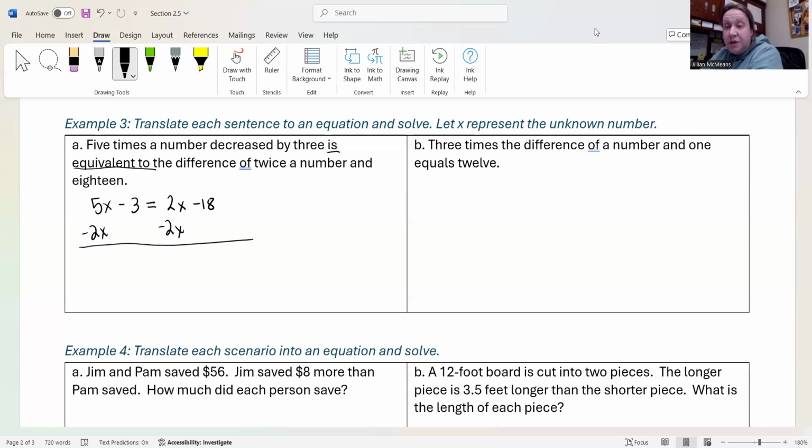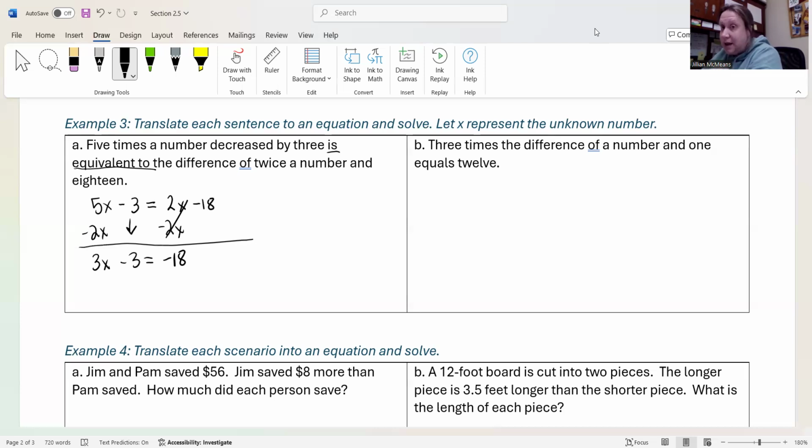So on the left, I'm going to combine like terms. 5x minus 2x is 3x. We just take 5 minus 2. And then just don't forget to drop down your minus 3 and your equals. And then on the right, my 2x's cancel. 2x minus 2x is just 0. 0 minus 18 is negative 18. Okay, so what's really cool about that step is I've got all of my variables in a single term.